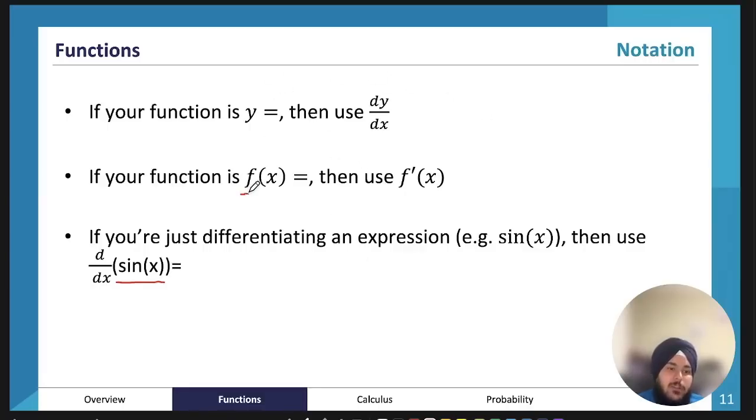And also letters as well. If it's f(x), we use f'(x). If it's g(x), then we use g'(x). Just overall, notation for calculus is going to be super important in terms of getting to the final answer, and also just making it clear for your examiners what you're actually doing.